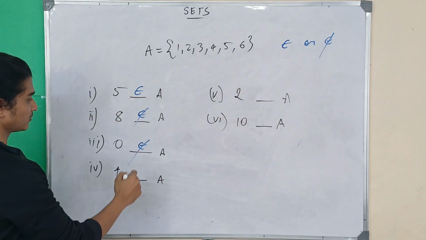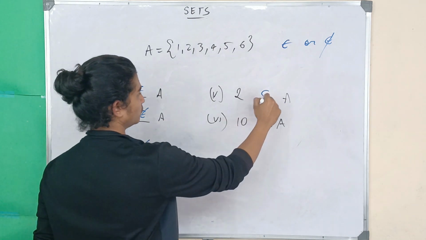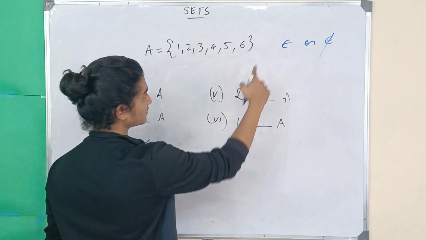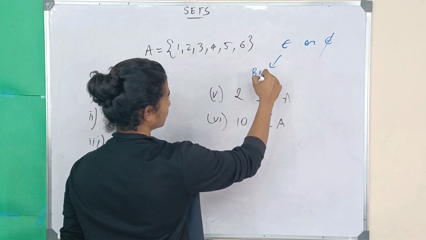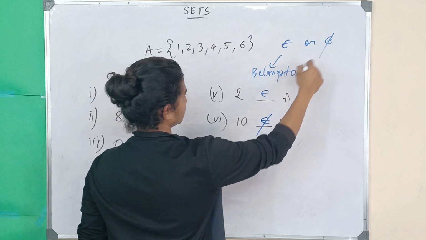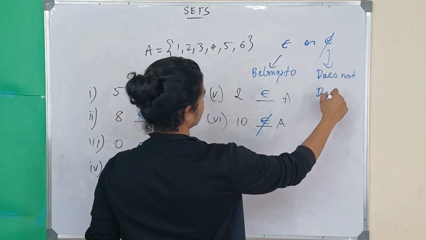Is 4 in A? Yes, 4 belongs to A. Is 2 in A? Yes, 2 belongs to A. Is 10 in A? No, so 10 does not belong to A. So make sure this is belongs to, and this is does not belong to.